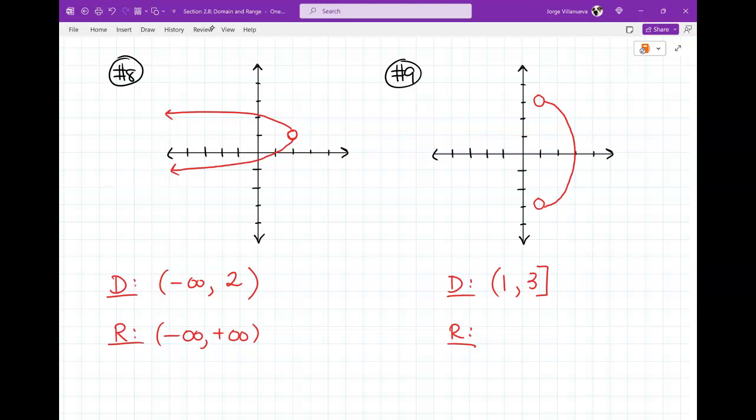How low? Negative 3. Included or no? No. And how high? Included? No, it doesn't. There's an empty circle right there. So there you go. That's your domain and range.